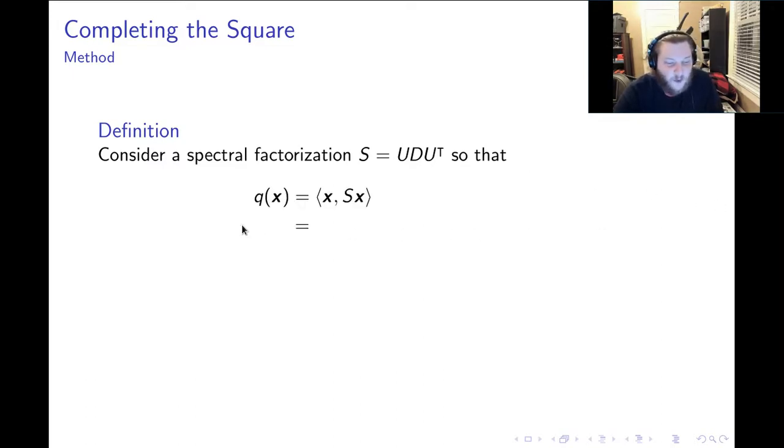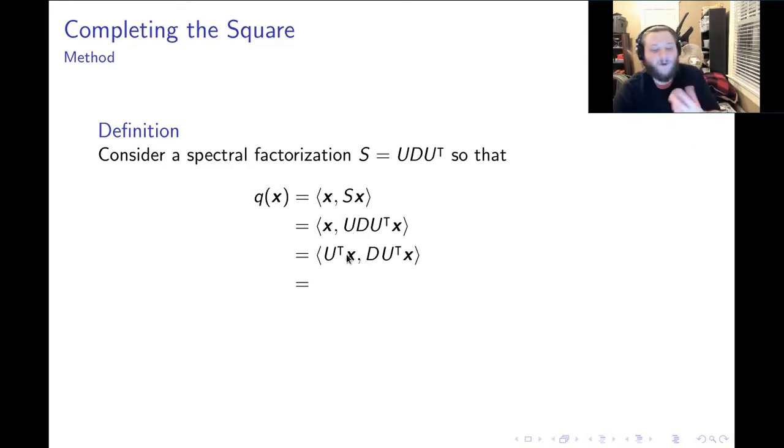Well, if we look at the quadratic form, this is the inner product of x with S times x, and we can substitute in our formula for S. So this is really x inner product with U times D times U transpose times x. And now we can once again take advantage of the adjoint formula. I can move this U on the right to the left, but when I do so, I have to transpose. So now I'm looking at the inner product of U transpose x with D times U transpose x.